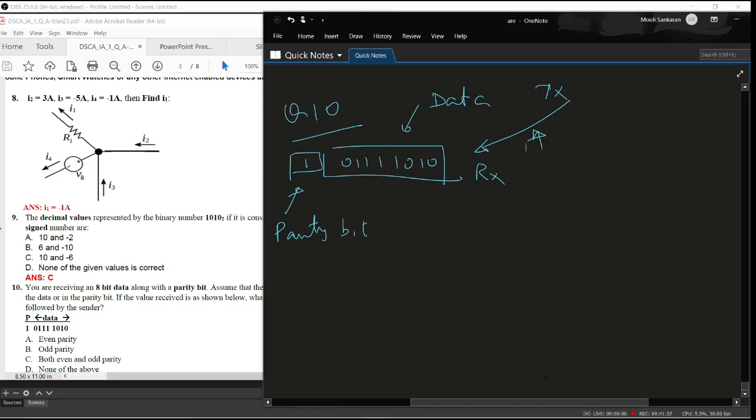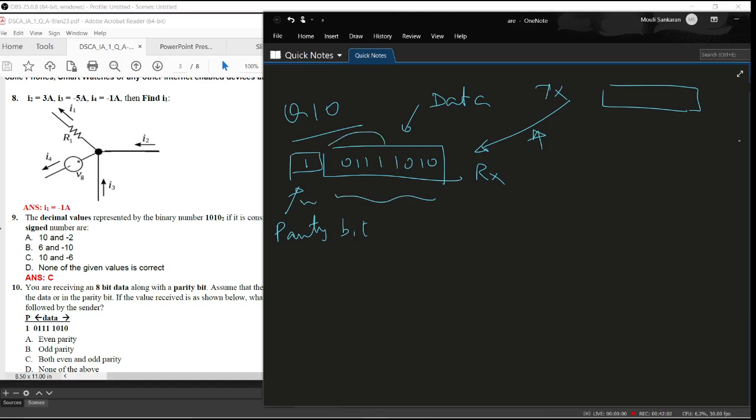Suppose someone is sending a pattern. The sender knows what data that person is sending, but the receiver does not know. So when it is received, the receiver will know what is the data portion and what is the parity portion. That much they know, whether 8-bit data or 10-bit data, and then a parity bit, which is applied on this data.